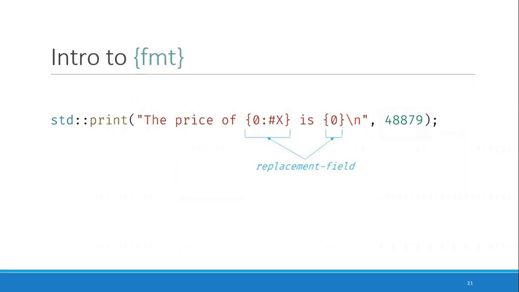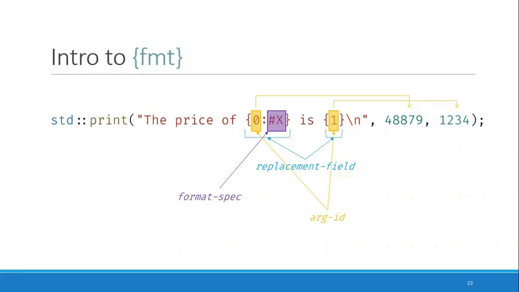If we talk about the grammar, I mentioned that these things are called replacement fields. Within a replacement field, if it has a colon, the part after the colon is called the format spec. It doesn't have to exist. There might not be a format spec. The format spec could be empty. The stuff before the colon is called the arg ID, which is also optional. There might not be an argument ID. In this case, both of the arg IDs refer to the first argument. They could refer to different arguments. There's a lot of flexibility here.